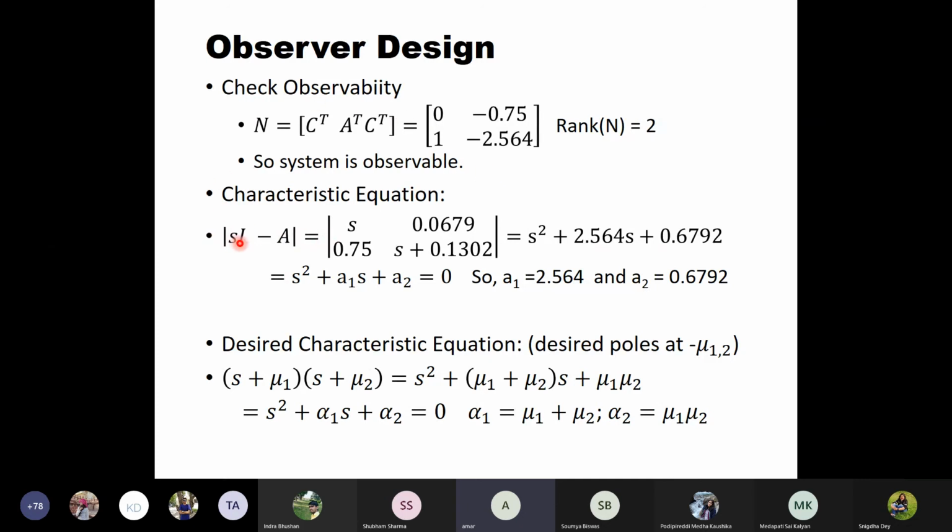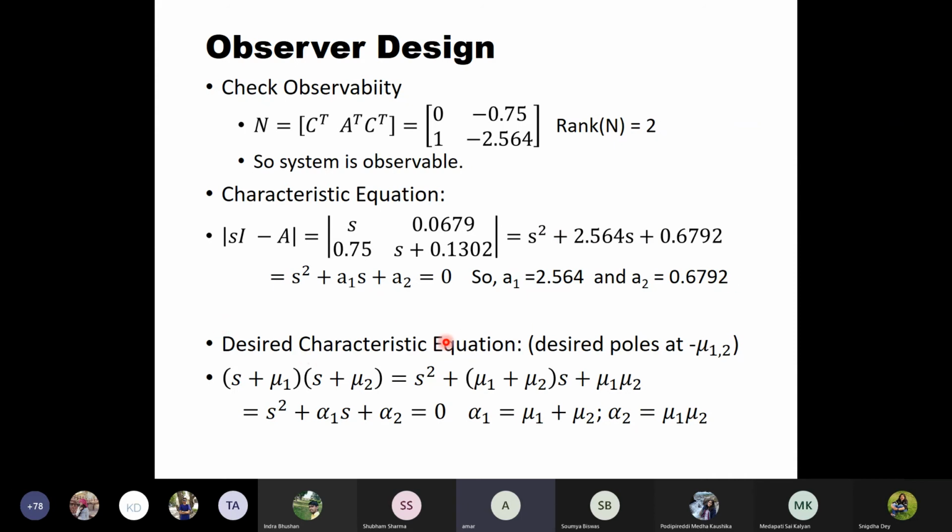So I'll write sI minus A. From here I will get a squared polynomial in s, and I will get the a1 and a2. So a1 is 2.564 and a2 is equal to 0.6792.